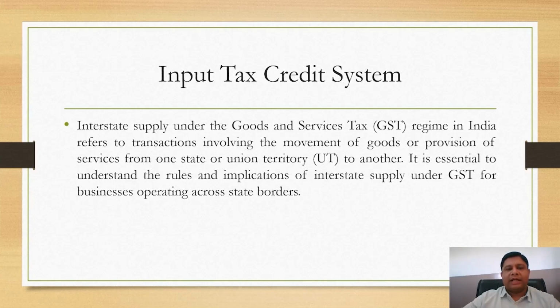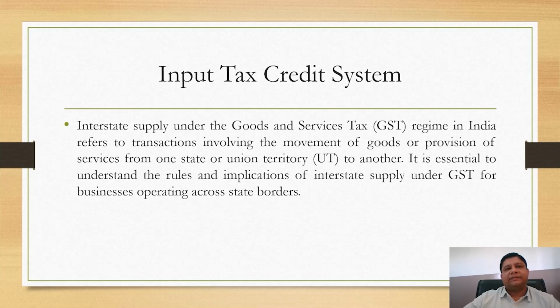Now, the next topic is input tax credit system. Interstate supply under the GST regime in India refers to transactions involving the movement of goods or provision of services from one state or union territory to another. It is essential to understand the rules and implications of interstate supply under GST for businesses operating across state borders.